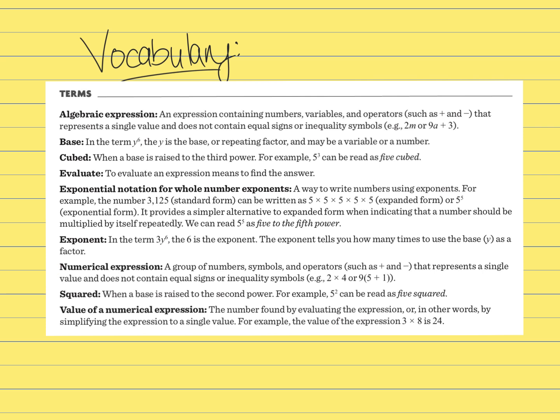A numerical expression, there's that word expression again, is a group of numbers, symbols, and operators, such as plus and minus, that represents a single value and does not contain equal signs or inequality symbols. So for example, 2 times 4 is a numerical expression, and 9 times the quantity 5 plus 1 is a numerical expression. Squared, when a base is raised to the 2nd power, for example, 5 squared, 5 to the 2nd power can be read as 5 squared.